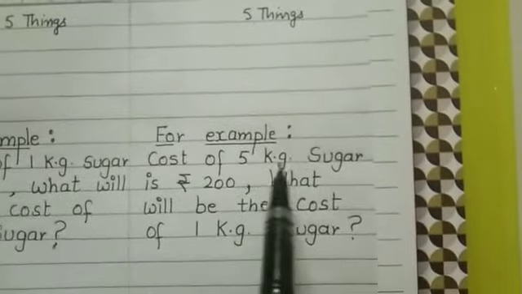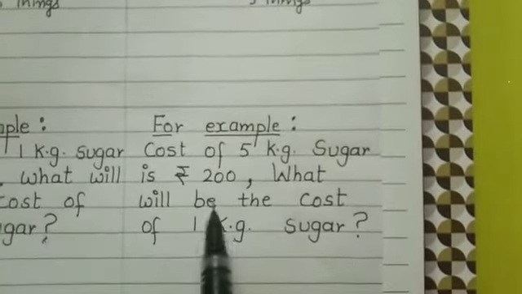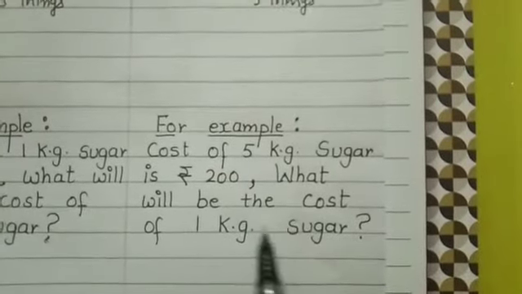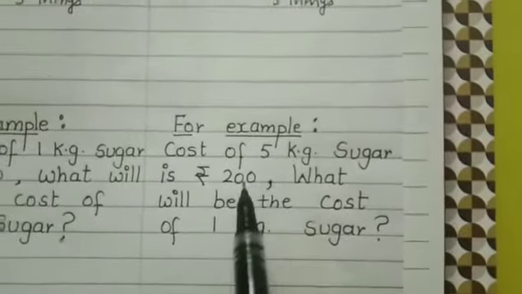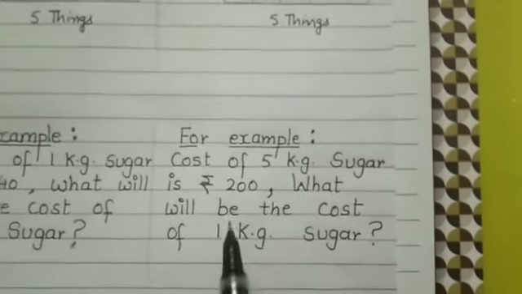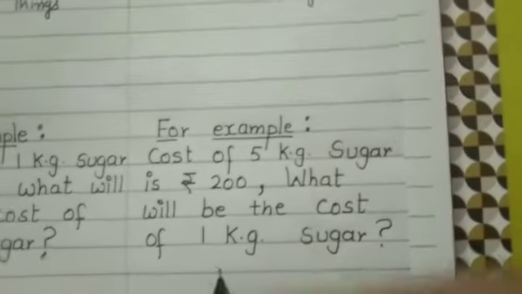The cost of 5 kilogram sugar is rupees 200. What will be the cost of 1 kilogram sugar? Here information about the total item is given to you and you have to find information about one item, so we divide here.